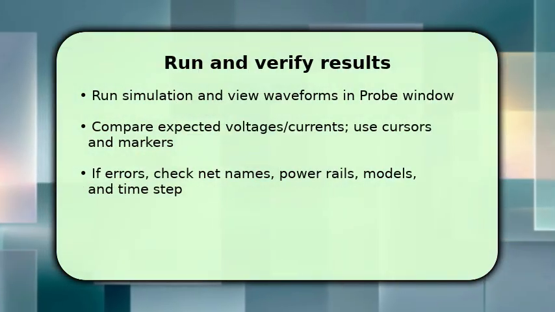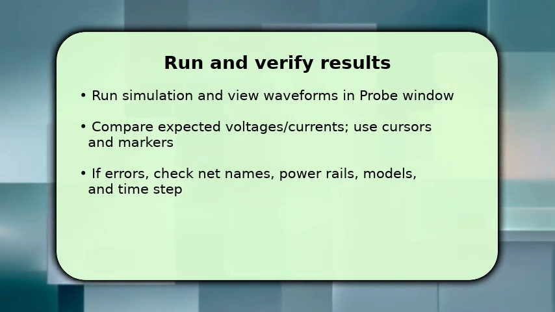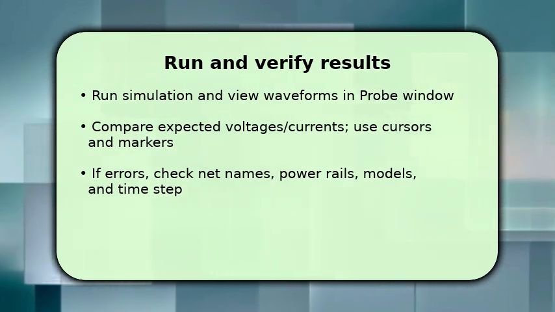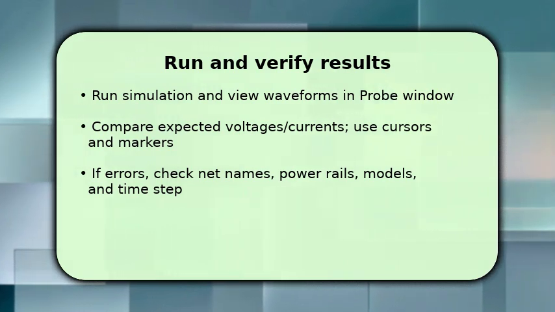Run the simulation and open the waveform viewer to inspect results immediately. Use cursors to measure peak, rise time, and DC offset. Once you see anomalies, cross-check component values and node names first.